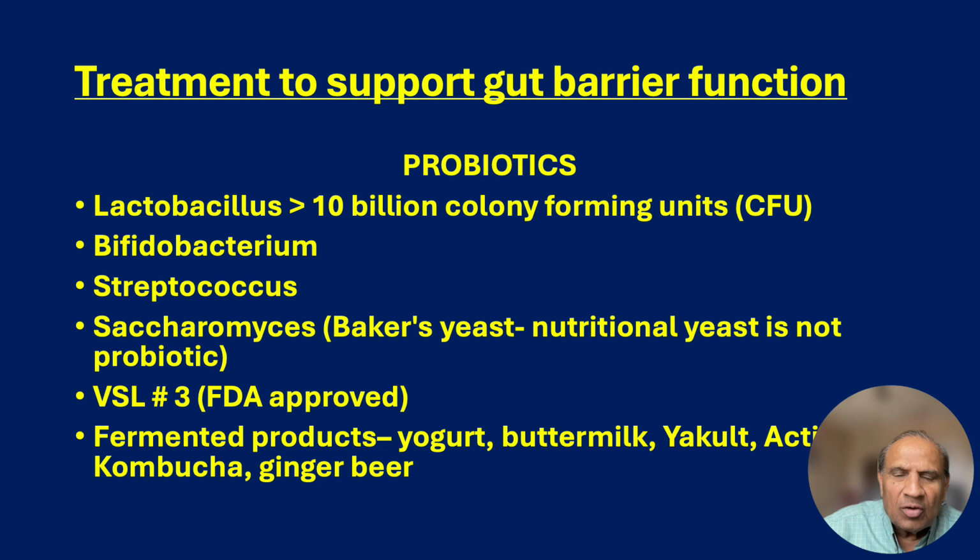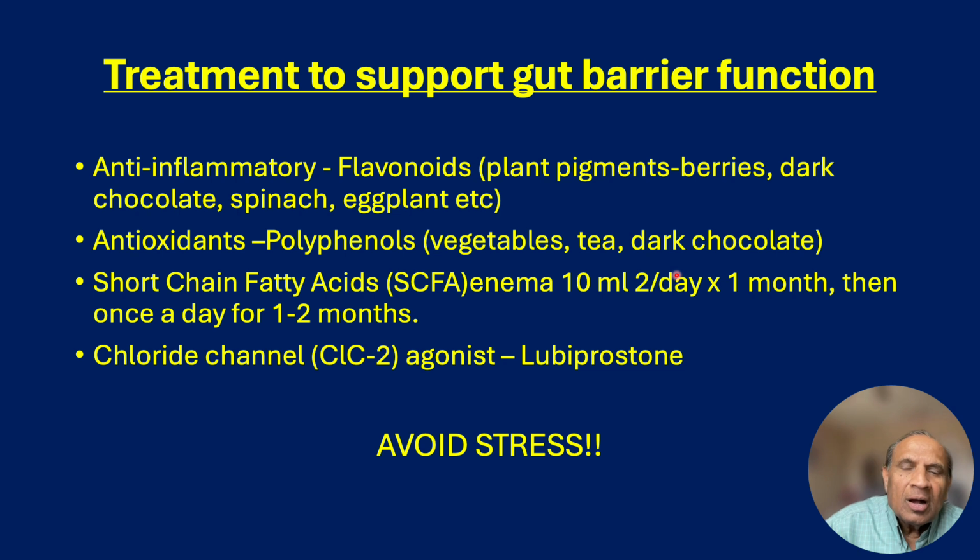and in the face of any active infection, avoid taking probiotics. Also, do not take probiotics while you are on antibiotics. Other measures that can help improve or maintain gut barrier function are anti-inflammatory substances, mainly flavonoids in the dark plants or leaves like berries, dark chocolate, spinach, eggplants. Use of antioxidants, especially polyphenols, which are in vegetables, tea, dark chocolate.